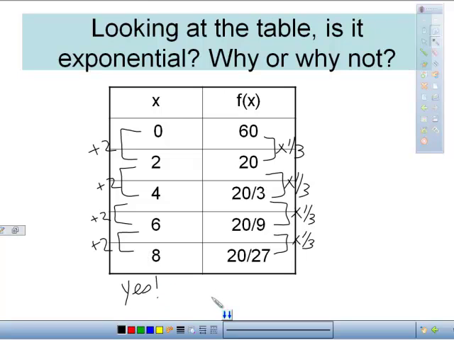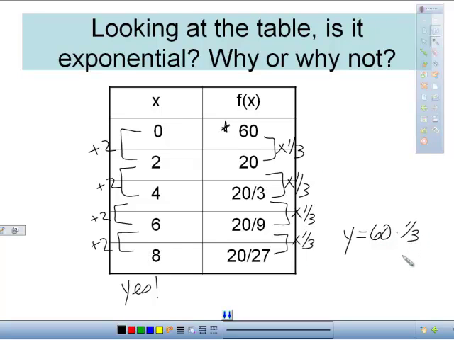But what's the equation for this exponential function? Well, we know our starting value. We know that whenever x is 0, our f of x value is 60. So a is going to be 60. We also know that our multiplier, what we multiply by each time, is 1/3.